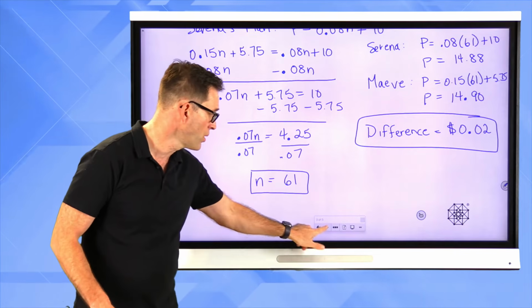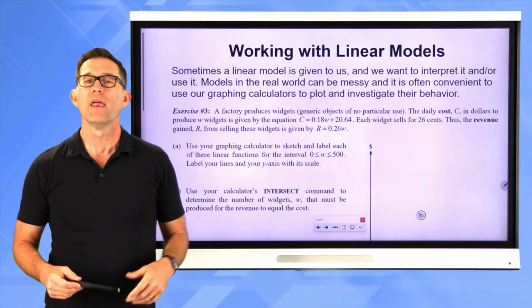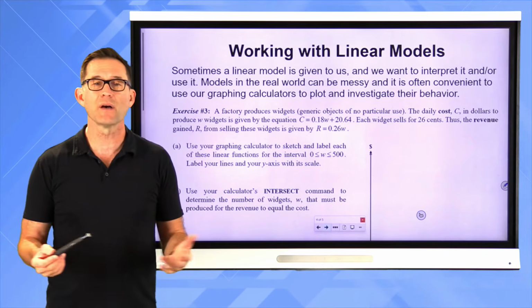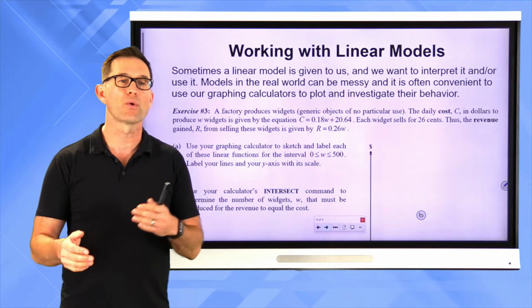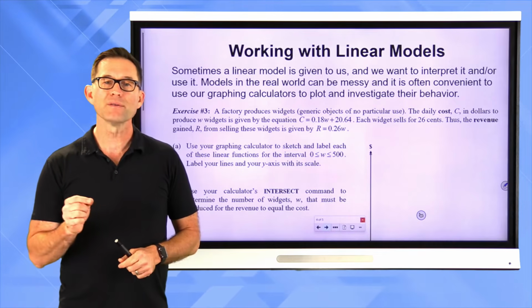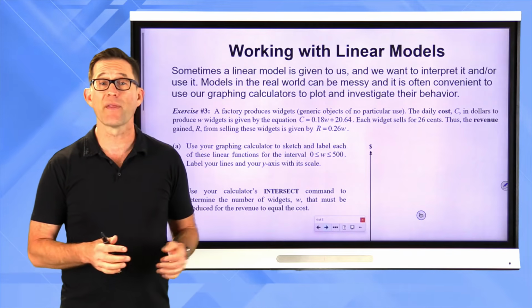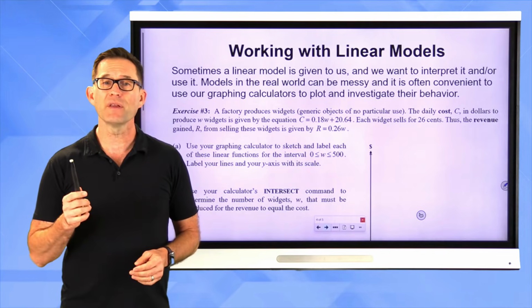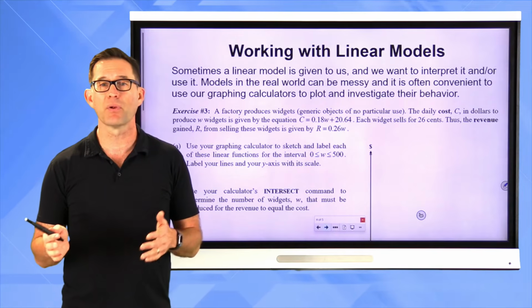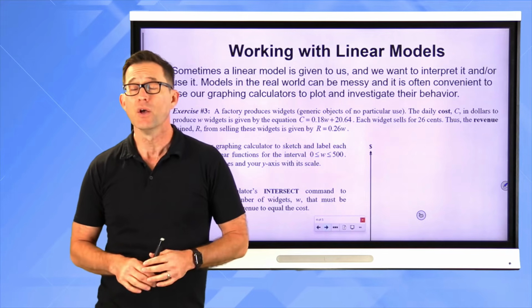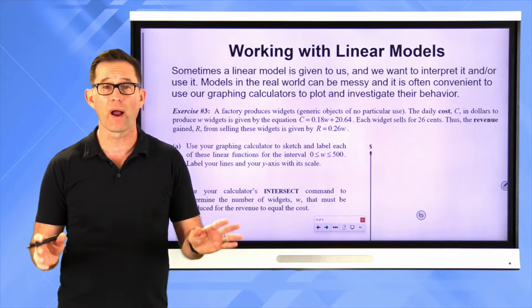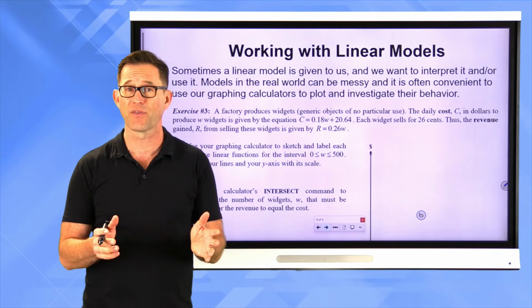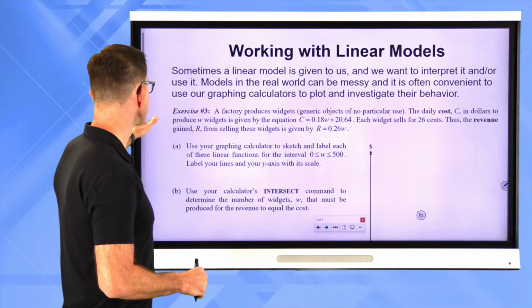Let's do a little bit more with linear modeling. Working with linear models. Sometimes a linear model is given to us, and we want to interpret it or use it in some way. Models in the real world can be messy, and we even saw that in the last example, and it's often convenient to use our graphing calculators to plot and investigate their behavior. So we're going to definitely use our graphing calculator on this one. Make sure that you've got something that can graph and find intersections. Let's take a look at exercise number 3.